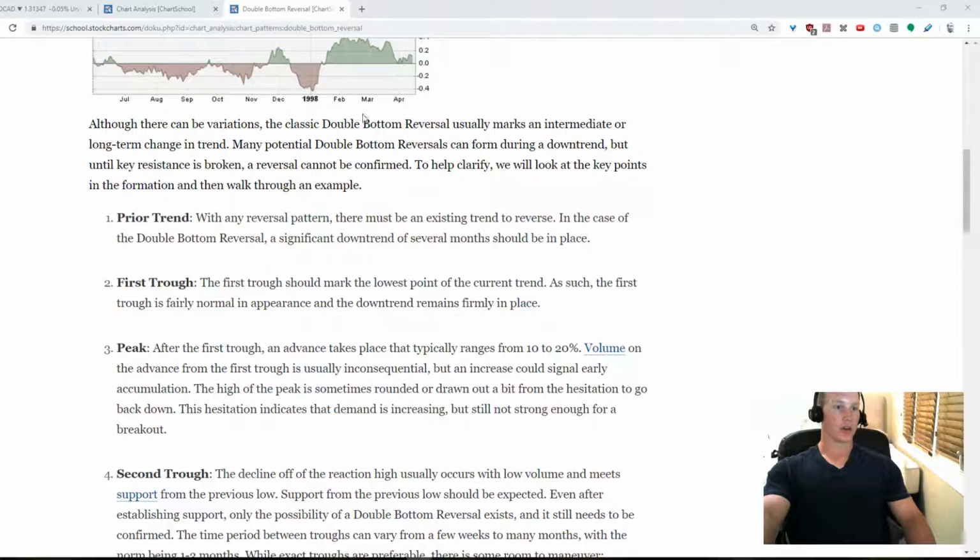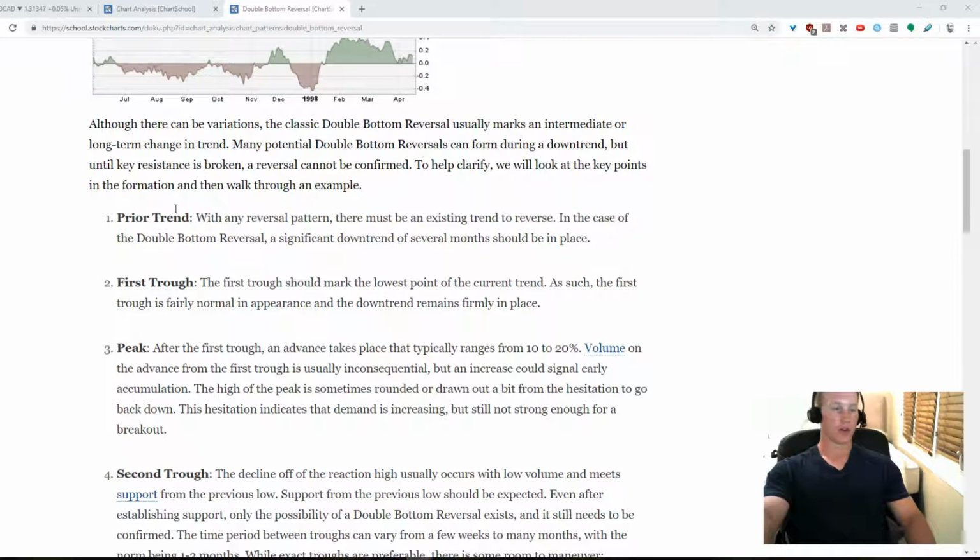Although there can be variations, the classic double bottom reversal usually marks an intermediate or long-term change in trend. Many potential double bottom reversals can form during a downtrend, but until key resistance is broken, a reversal cannot be confirmed. To help clarify, we'll look at key entry points in the formation, then walk through an example.